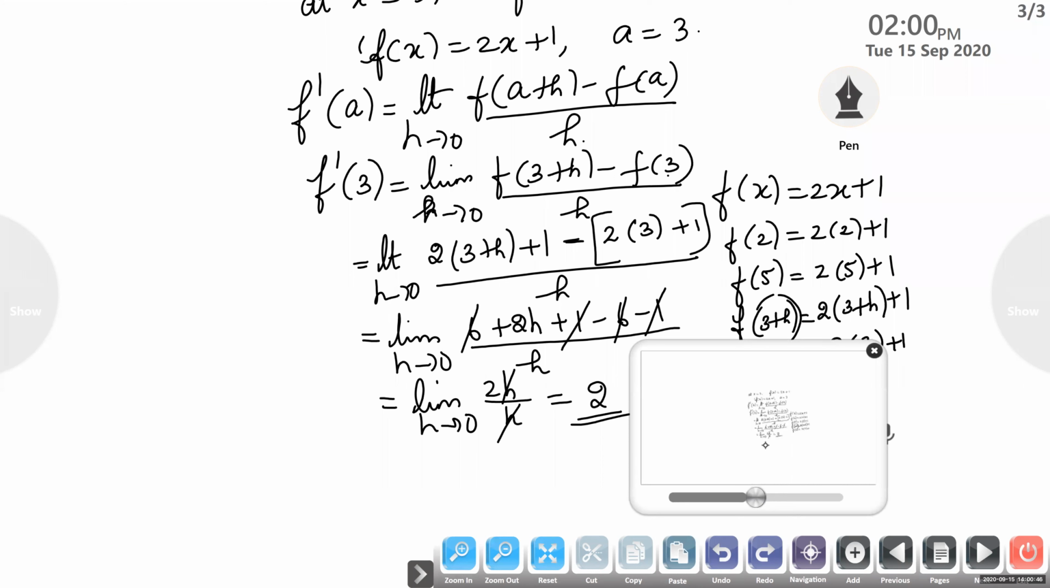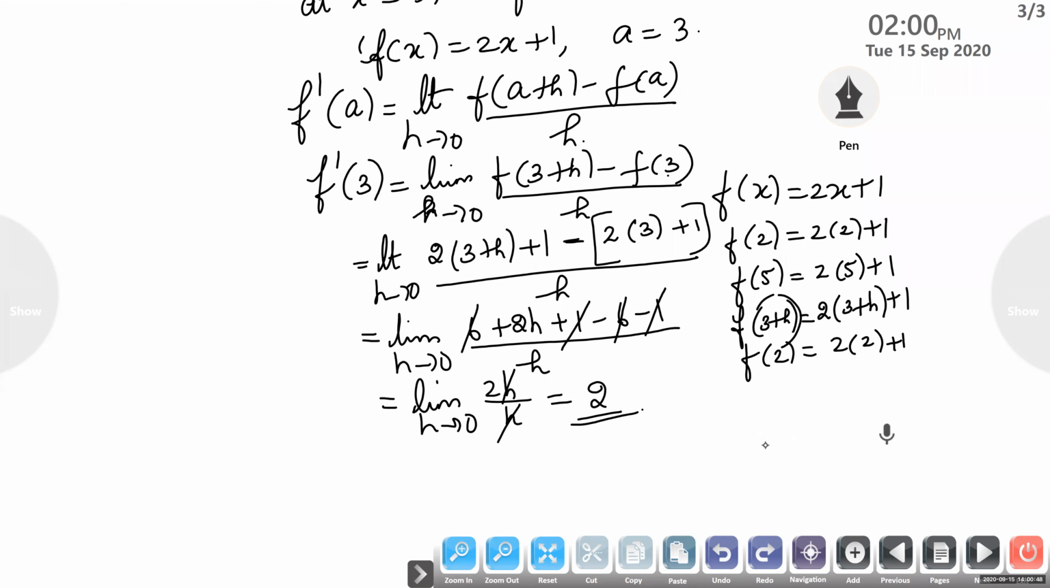When you open the bracket, you'll get 2 into 3 plus 1 minus 2 into 3 plus 1, that is minus 6 plus 1. So all the terms will get cancelled. Then what you will get here? This is same as limit h tending to 0 of 2. When h is there, you have to put 0. Here no h is there, so it is 2.